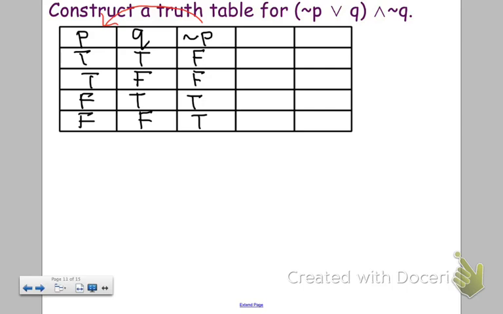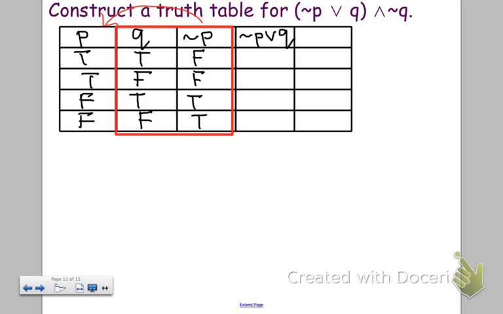Okay. So now I have all the pieces I need for inside those parentheses. So my fourth column is going to be what's inside those parentheses, that not P or Q. Okay. So the only columns I need to be looking at right now are not P and Q.